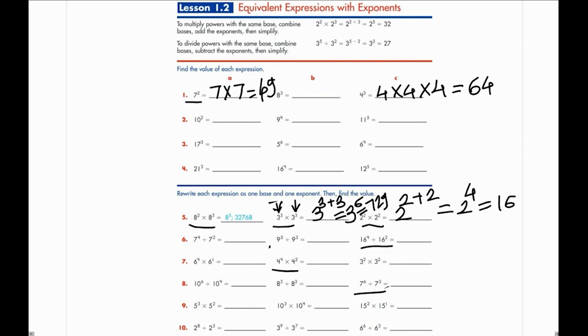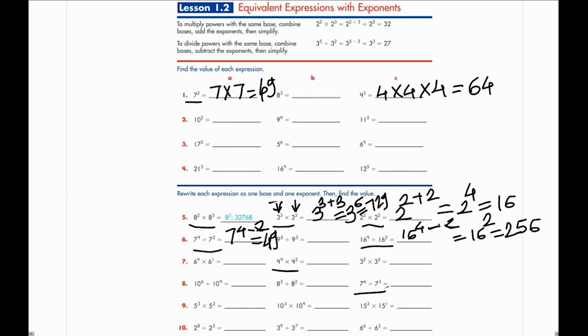In case of division, keep the base as it is, where the exponents are 4 and 2, just subtract them. So it becomes 16 raised to 2, which is 256. In this case, 7 raised to, where the exponents are 4 and 2, so it becomes 7 square, which is 49.